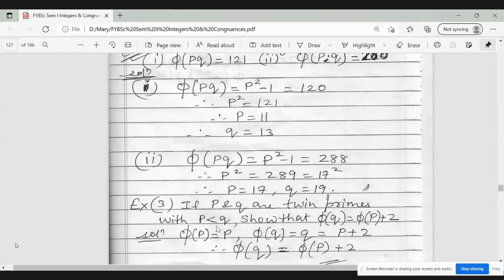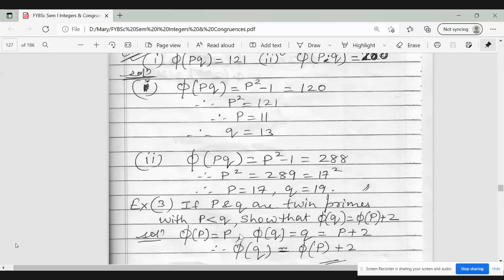If they are twin primes with P less than Q, show that phi of Q is phi of P plus 2. So this is simple here. What is phi of P here? It's P minus 1, because P is prime. Phi of P is P minus 1. Phi of Q is Q minus 1. Then Q is actually P plus 2.